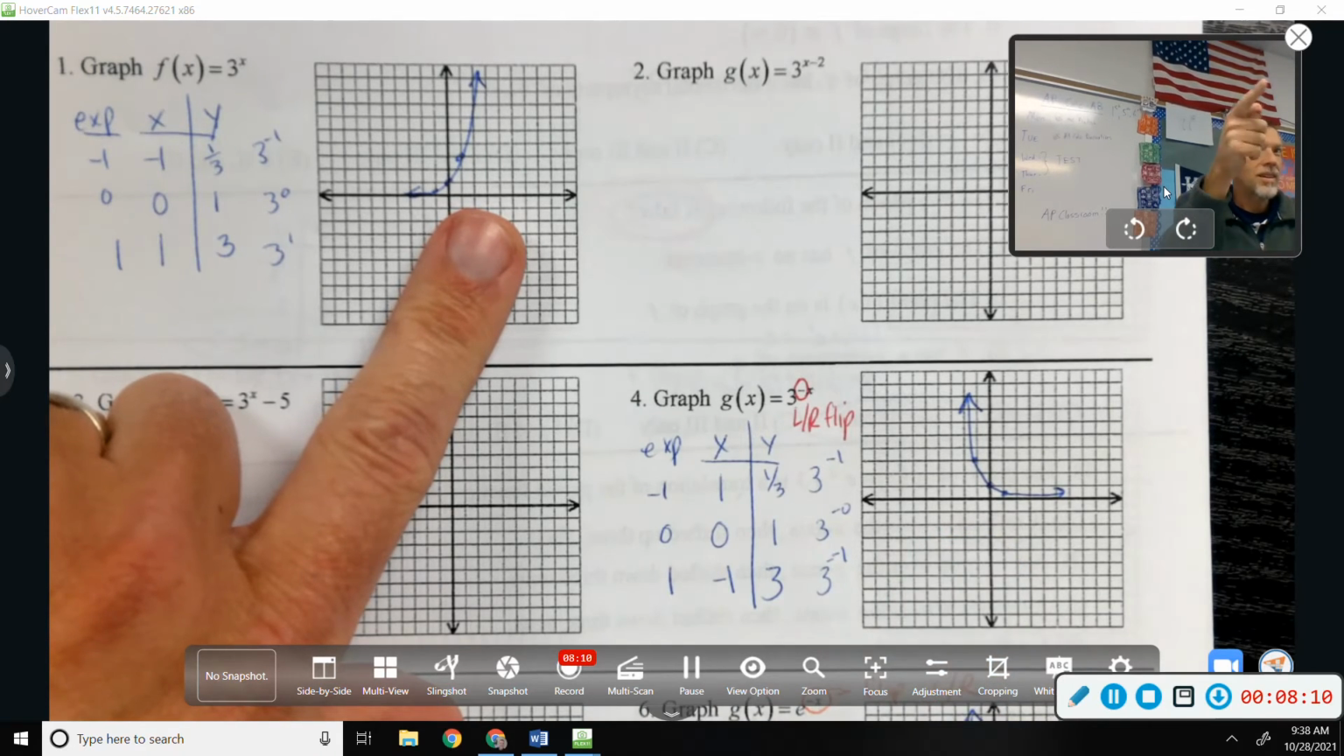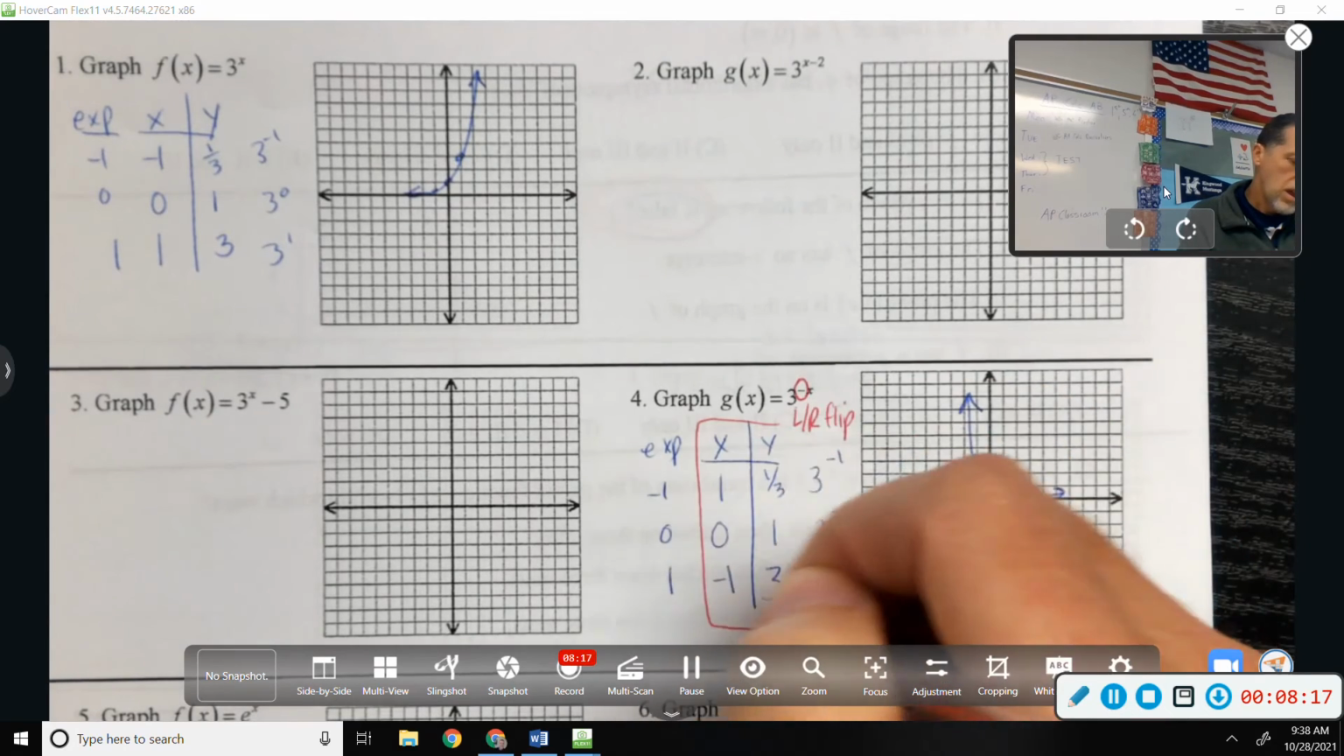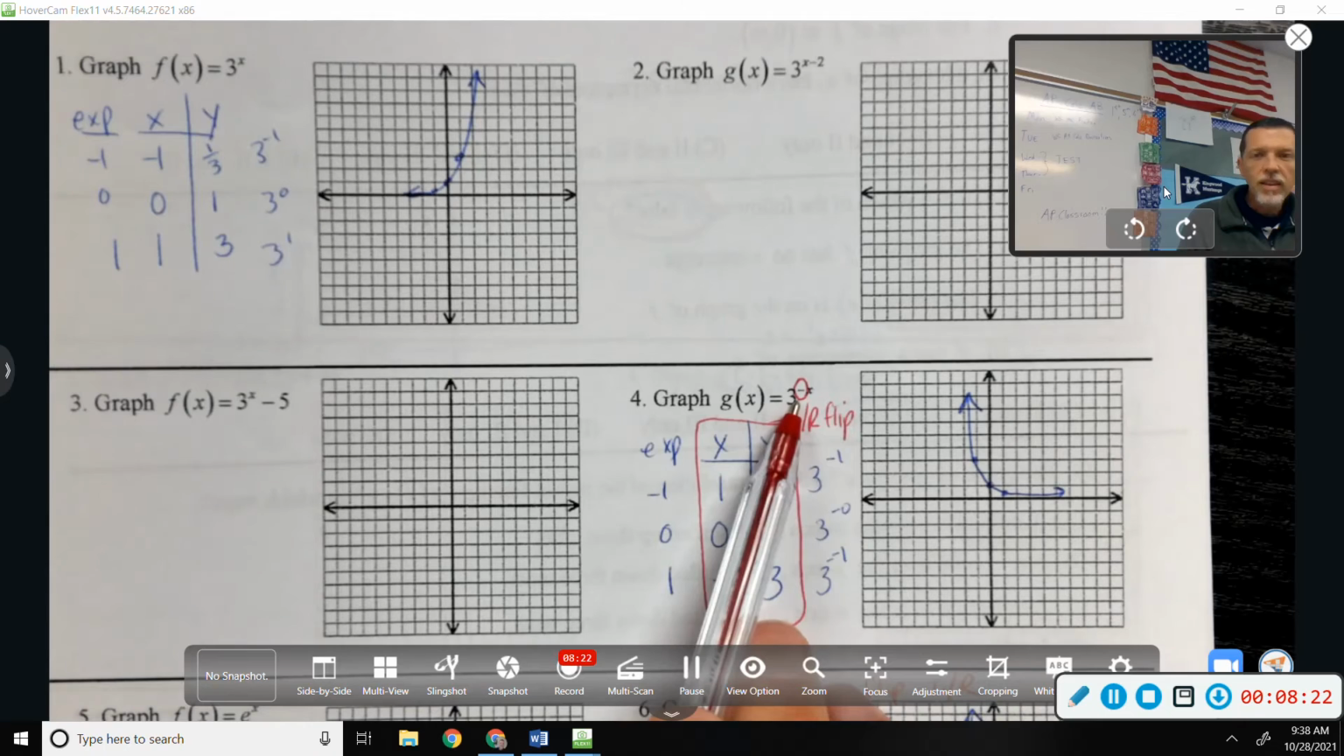Correct. Okay, I'm confused by the -1 with the 3 and the 1 with the 1/3. Does that change? Because if I put in x equals 1, then I have 3 to the -1 because of that minus sign. Yeah, okay, yes.